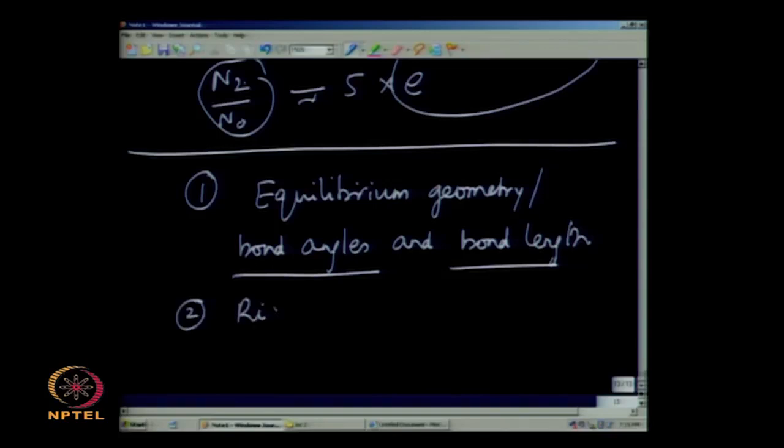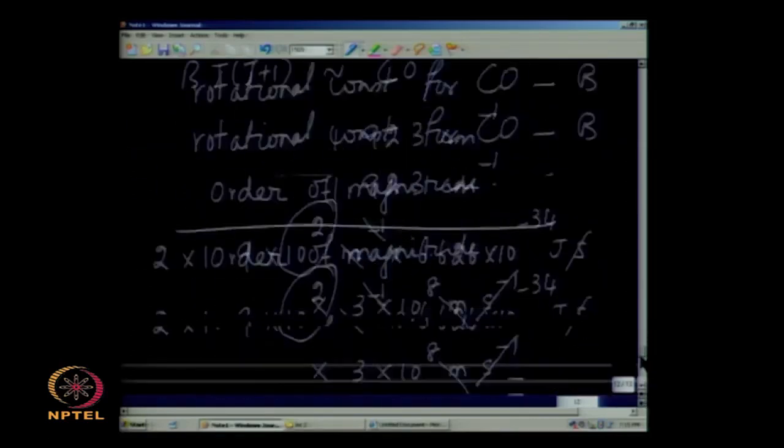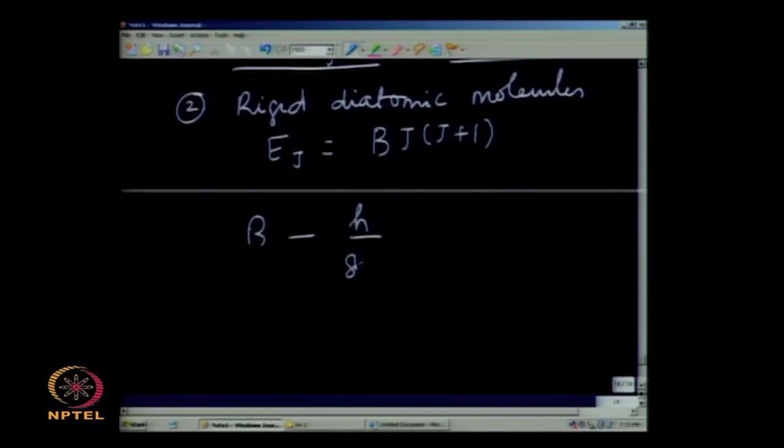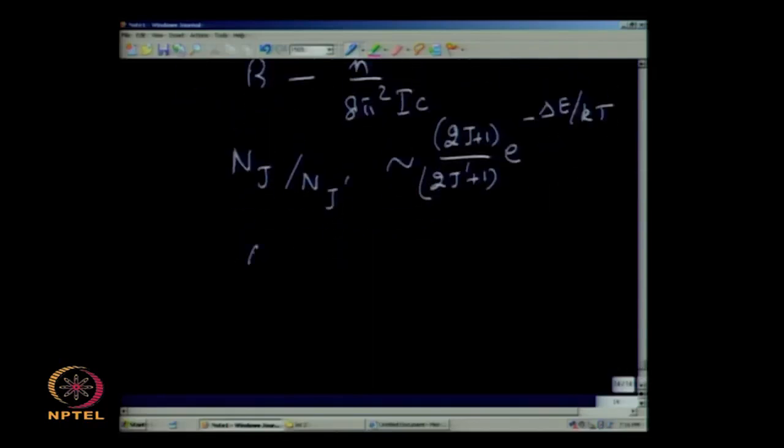For a rigid diatomic molecule, the model is extremely simple, and it gives you energy levels which are a function of J: EJ is nothing but BJ into J plus 1, where B is the rotational constant associated with the diatomic molecule. B is h by 8 pi square I c. I is the moment of inertia, and therefore, given the reduced mass of the molecule, the interatomic distance can be calculated, and also the ratios NJ versus NJ prime in the form of a Boltzmann distribution gives you 2J plus 1 divided by 2J prime plus 1, e to the minus delta E by kT, where delta E is the energy difference EJ minus EJ prime.